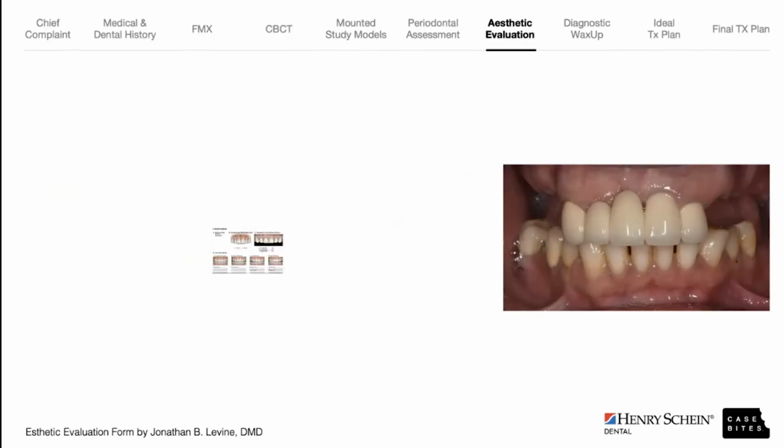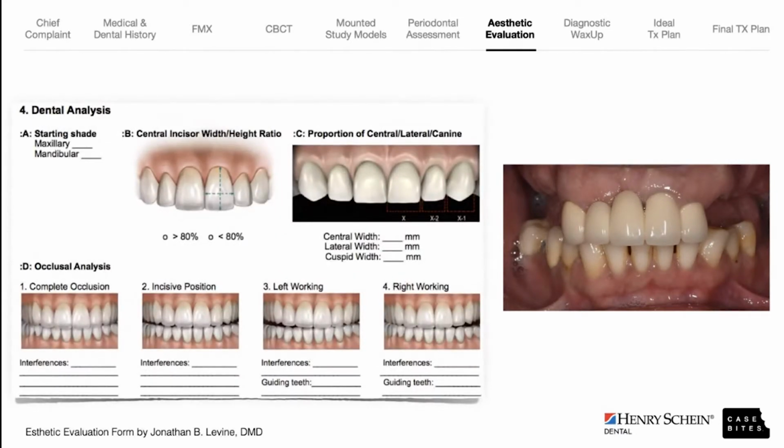Now, in terms of size of the teeth and ratios, we can see that the bridge that he presented with was a long teeth. In terms of width, they were within the normal parameters.